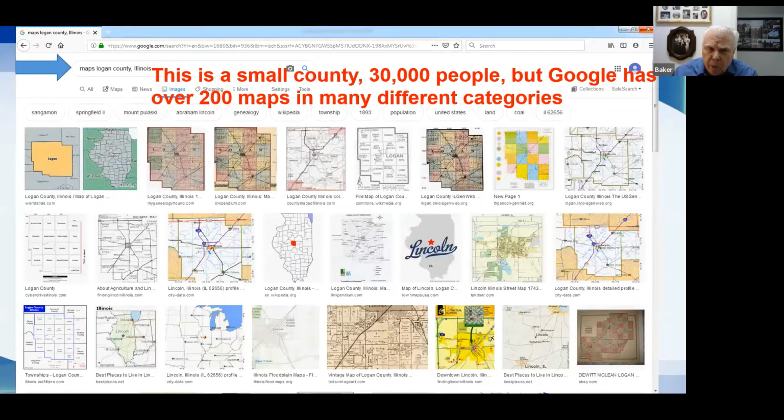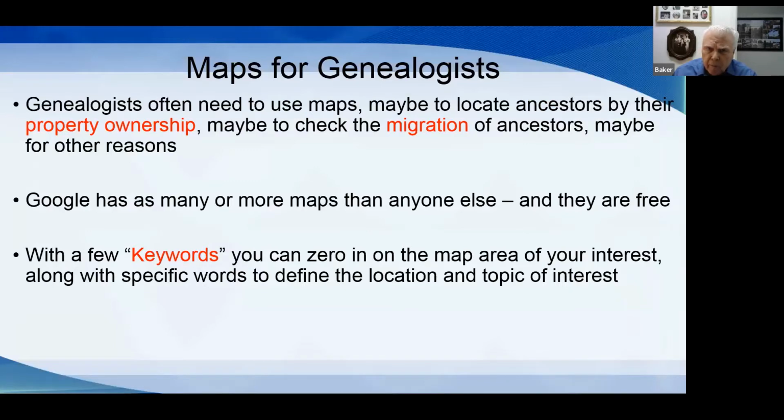Now this time I put in my own home county from Logan County, Illinois, which is one county up from Springfield, the capital. And you see that they've got over 200 maps for this small county. And it's probably every map that I ever would be interested in. But I can look at all of those different maps that go into detail for the different communities, the different townships, and where it's all located.